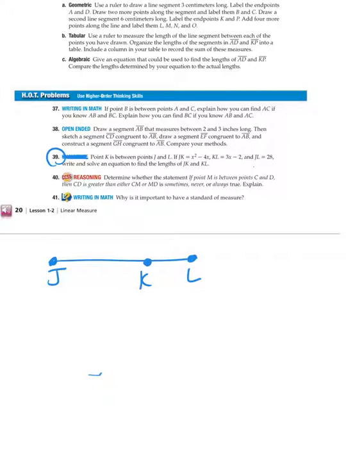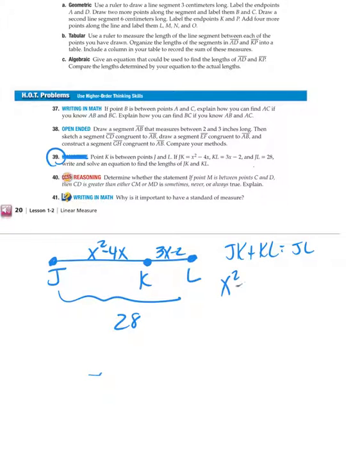From J to K is x squared minus 4x. From K to L is 3x minus 2. JL, this whole segment then, is 28 units long. Write and solve an equation to find the lengths of JK and KL. So in other words, we want to find and come up with the lengths of the two smaller pieces. All right, so I'm going to have that JK plus KL equals JL. We have betweenness.